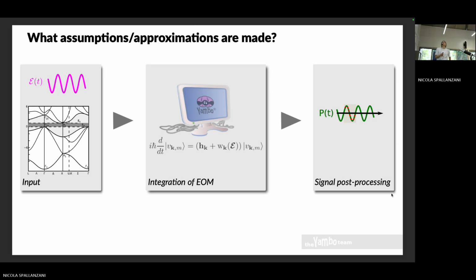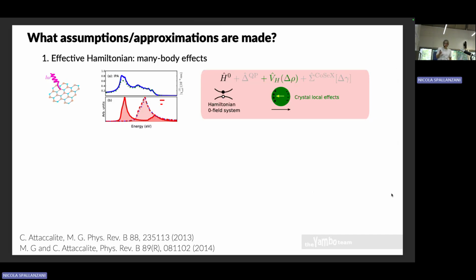So let's come to assumptions and approximations, part 8. First of all, of course, there is the one for the effective Hamiltonian, the many-body effects that you put in. And here I put something that you should hopefully remember from yesterday, presented by Davide. So we have, let's say, the same freedom of choosing these terms.